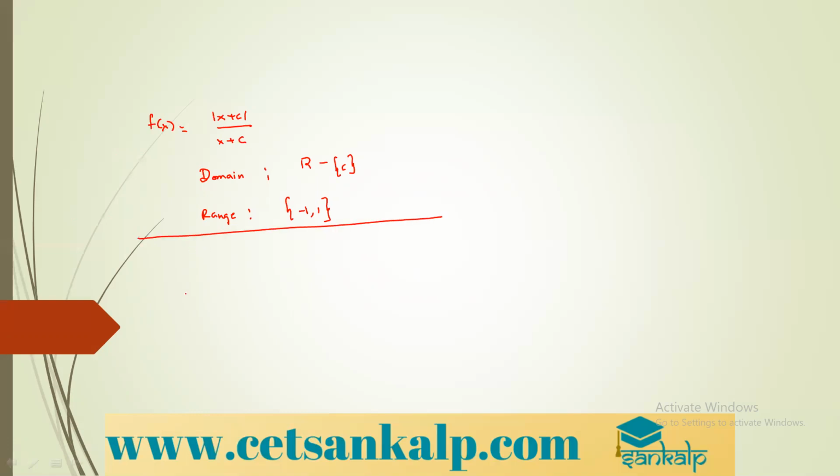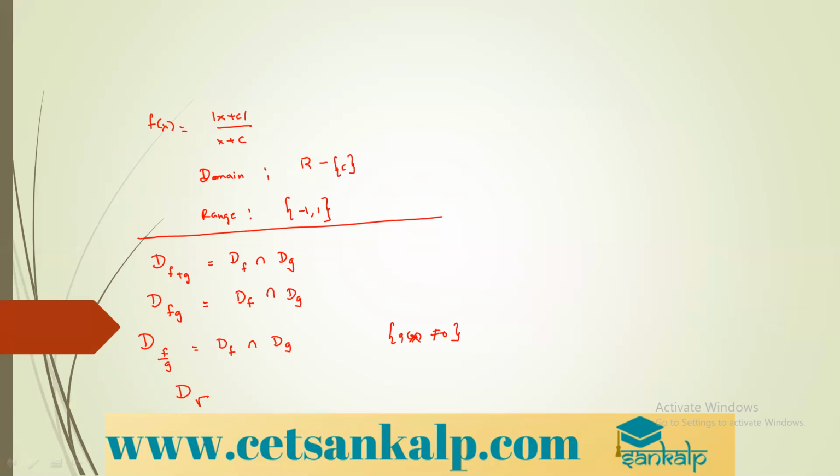Similarly, if you are given two functions, then the domain of f plus g can be written as domain of the function f intersection domain of the function g. Similarly, the domain of fg can be written as domain of f intersection domain of g. The domain of f by g can be written as domain of f intersection domain of g. But remember, g of x should not be equal to 0. That is the condition, because g of x is in the denominator.